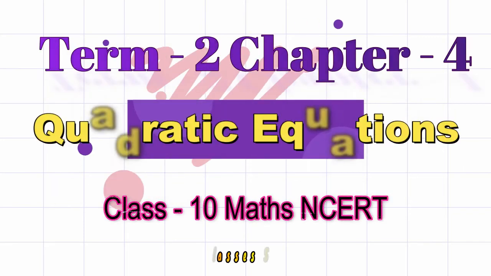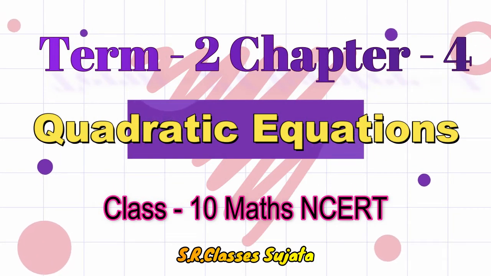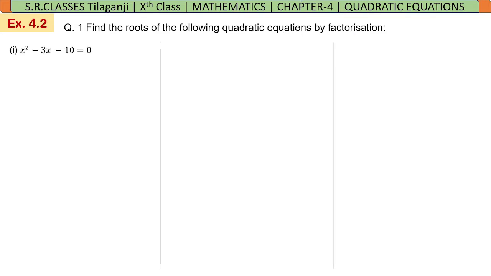Hello everyone, class 10 mathematics, chapter 4 quadratic equations, exercise 4.2, question number 1. Find the roots of the following quadratic equations by factorization. So we need to find the roots of these equations by factorization, that means by writing the factors. Let us take the first question, that is x square minus 3x minus 10 is equal to 0.